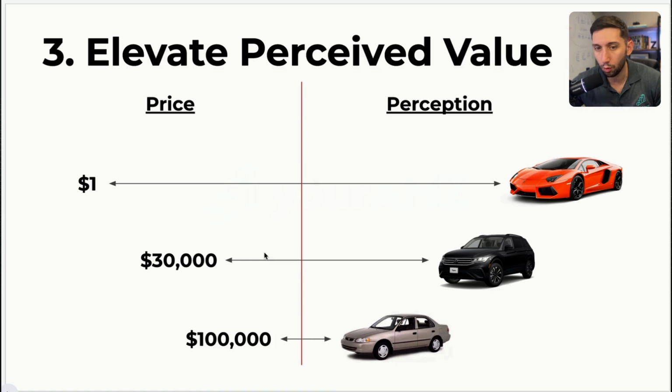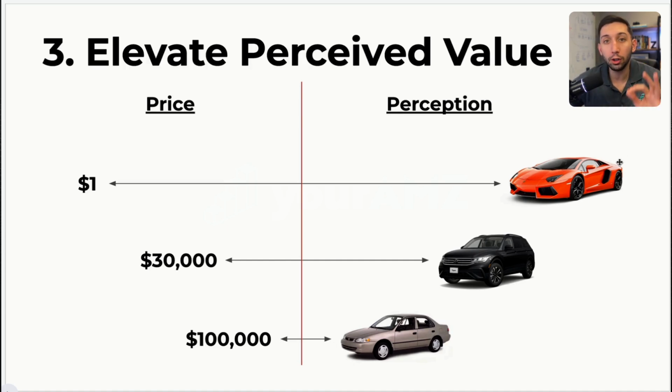But just to show you what we're talking about here, if the perception is a Lamborghini and you're selling it for $1, you're going to sell a ton of units. Now, that's a little bit unrealistic, right? But in this case, this is a realistic option, right? $30,000 for a new Volkswagen Tiguan, right? This is going to be more realistic. And then you have this Toyota Corolla for $100,000, right? Imagine the way the car looks is the quality of your listing.